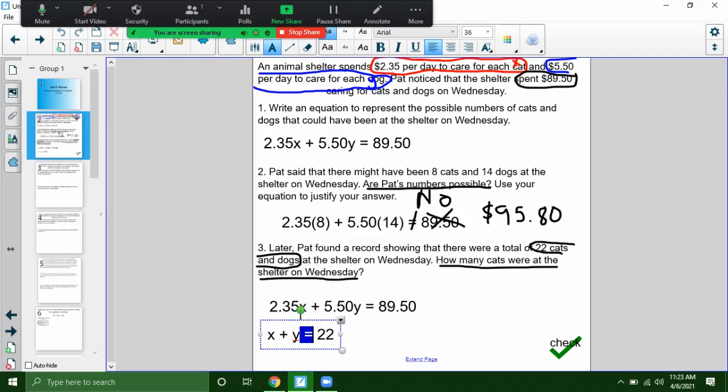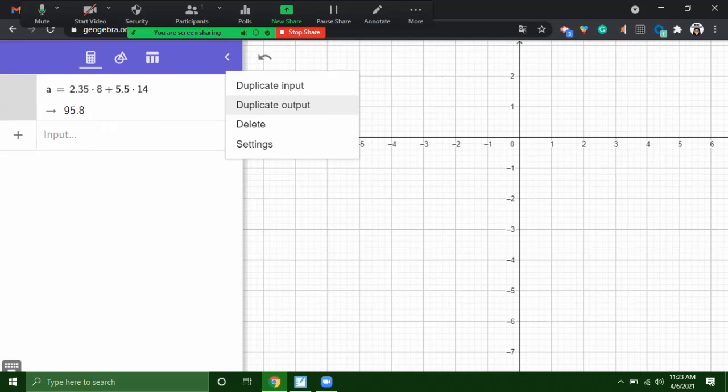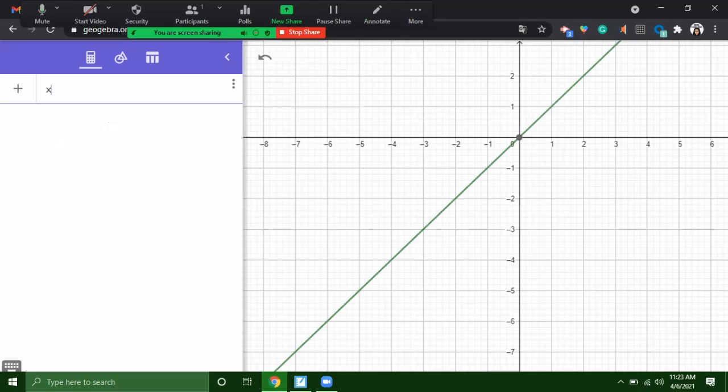Now, what ends up happening here is that now you have a system of equations. When I say system of equations, I mean you have two equations or more in some cases. So we have two equations. So we have the top equation, which represents the money wasted on Wednesday, and the bottom equation, which represents the total number of cats and dogs that were there at the shelter on Wednesday. Now it's asking me how many cats were at the shelter on Wednesday. What you can simply do when you solve a system of equations is solve it graphically. So instead of solving algebraically, you can just solve it graphically.